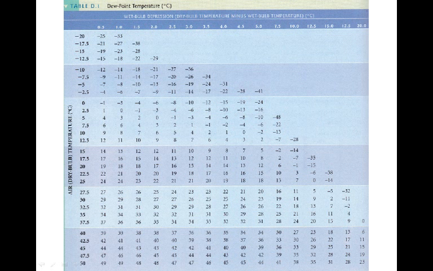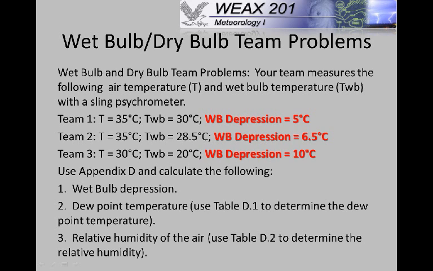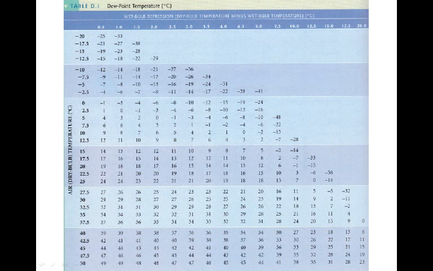The second question that's asked is to compute the dew point temperature using table D.1 in the back of your textbook. This is an image of table D.1. On the left axis of the chart, we see that that's the air temperature, or what was recorded on the dry bulb, and note that those are in 0.5 degree Celsius increments. Across the top of this chart, we have the wet bulb depression in degrees Celsius once again, in 0.5 degree increments. In the first problem that we had, we recorded an air temperature of 35 degrees Celsius and a wet bulb depression temperature of 5 degrees Celsius.